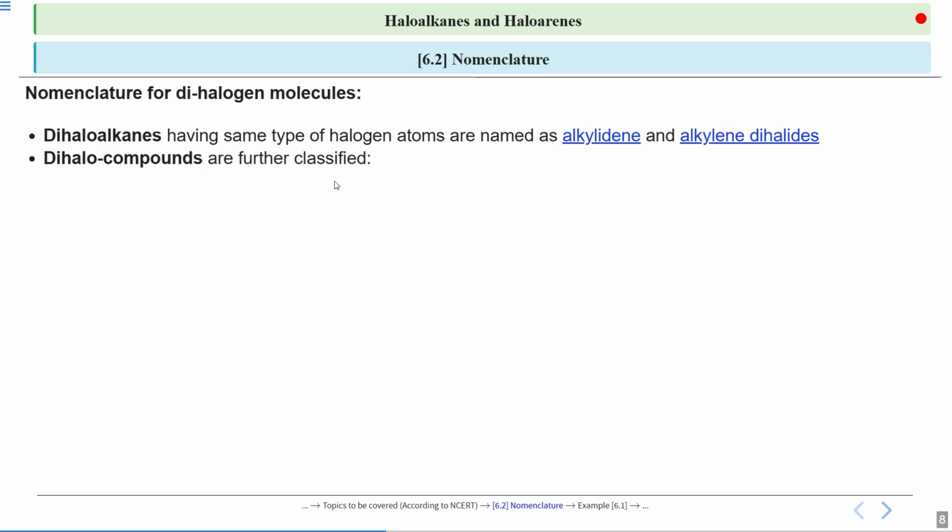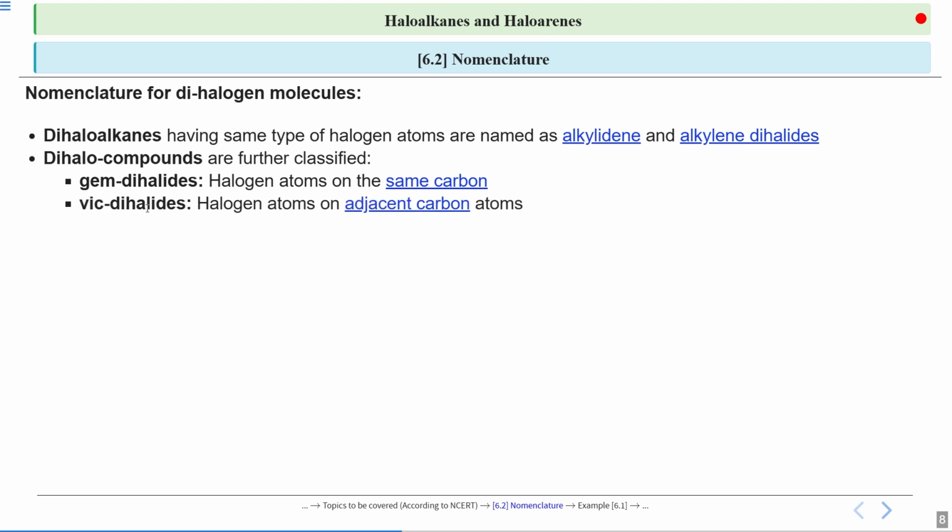Dihalo compounds are further classified. First is gem dihalides. Okay, so you can also call it an alkylidene dihalide, in which the halogen atoms are present on the same carbon. Two halogen atoms present on the same carbon, then we call it a dihalo compound, right? Because in the structure two halogens are present, but in this case on the same carbon we have two halogens, so this is classified as gem dihalides or geminal dihalides.